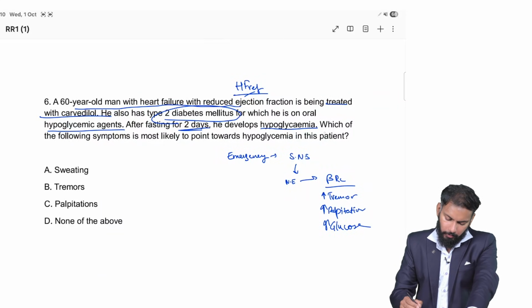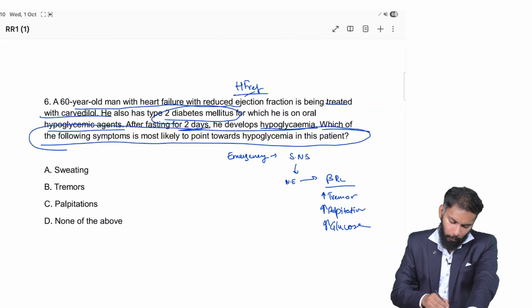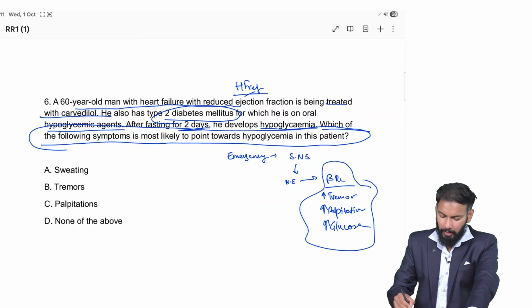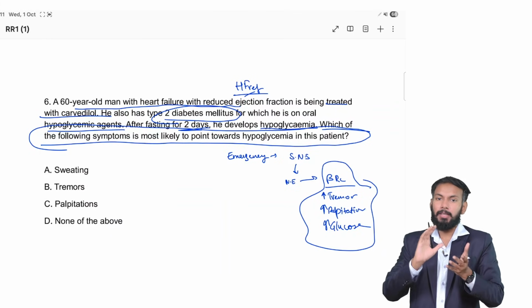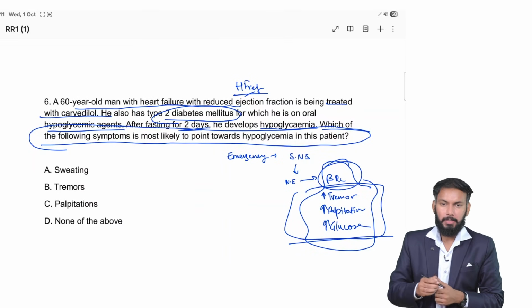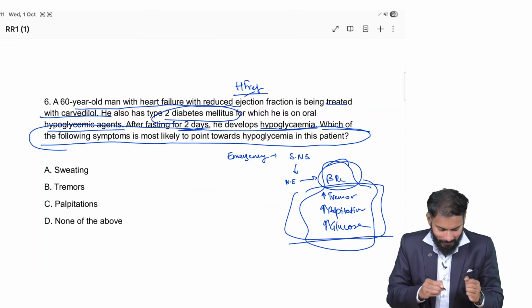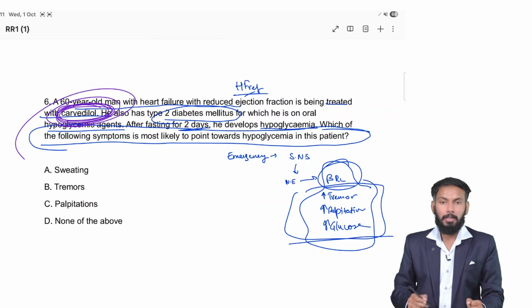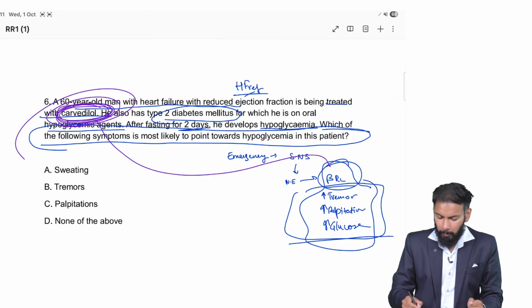Now, but what is the question? Which of the following symptoms is most likely to point towards hypoglycemia in this patient? All these things will be seen whenever the patient is having hypoglycemia, and all of these are happening because of beta receptors. But here the patient is on carvedilol. This is what is very important. He is on carvedilol. Now carvedilol will block this beta receptor.